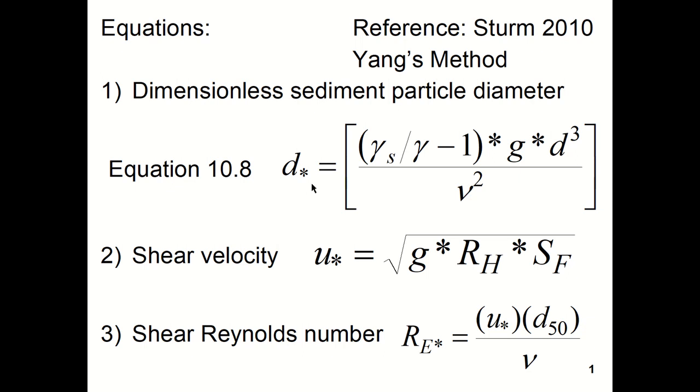Equation 10.8 is the dimensionless sediment particle diameter. Then we need the shear velocity equation and the shear Reynolds number. Once we get the shear Reynolds number, we would be able to use the modified Shields diagram.